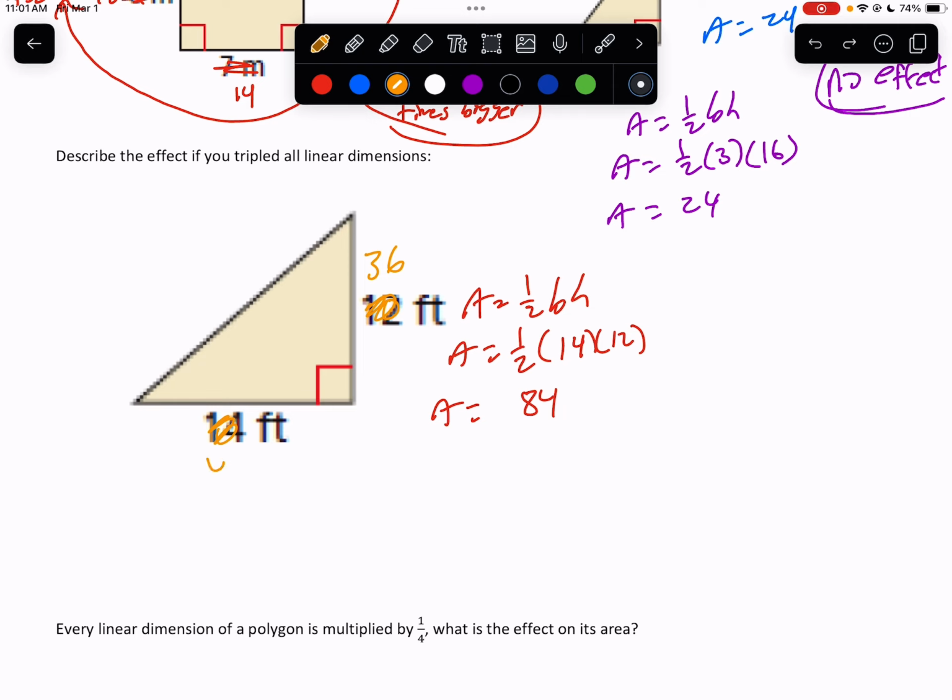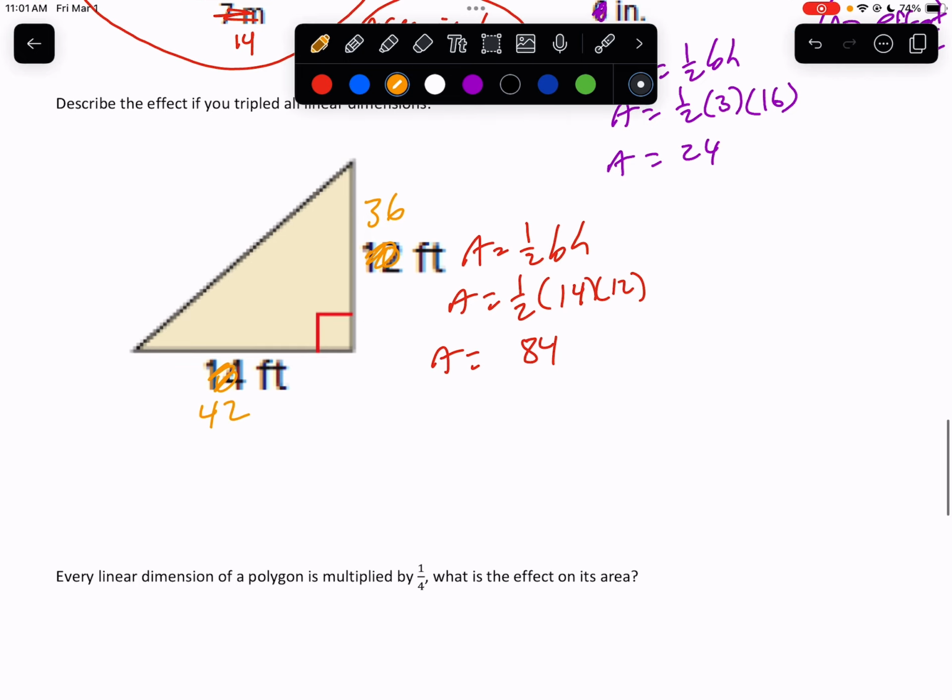See, sometimes you don't have it. 42. All right, so the new area would be 1/2 base times height. That's going to be 1/2 times 42 times 36. Let's see here. That's going to be harder to do. That's going to be 21. 36 times 20 would be 720. Plus 36 would be 756. I'm going to type it in just in case. I'm probably wrong. I don't know. I got it. 756. So what happened?